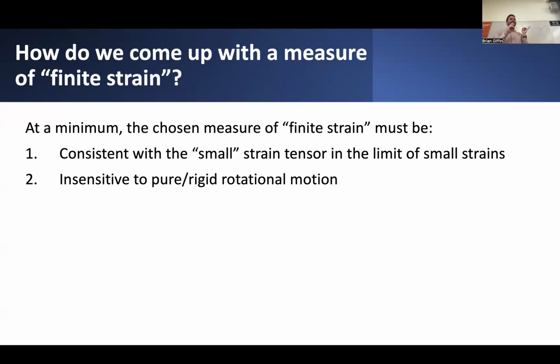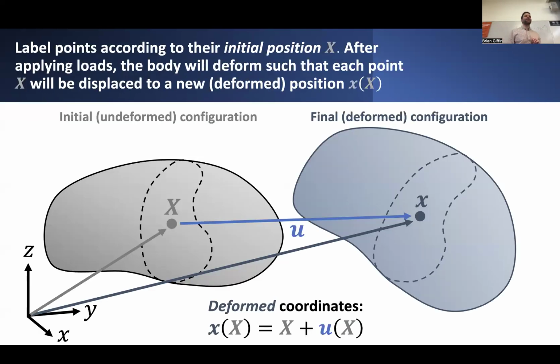We need to have it be consistent with this small strain tensor, and we need to make sure that it doesn't depend at all on how the material might be rotating. Okay, so those are the conditions that we seek in coming up with some new measure of strain. And before we even get to strain, we have to backtrack a little bit and describe what we mean by deformation. So up to this point, we've talked about a description of a structure.